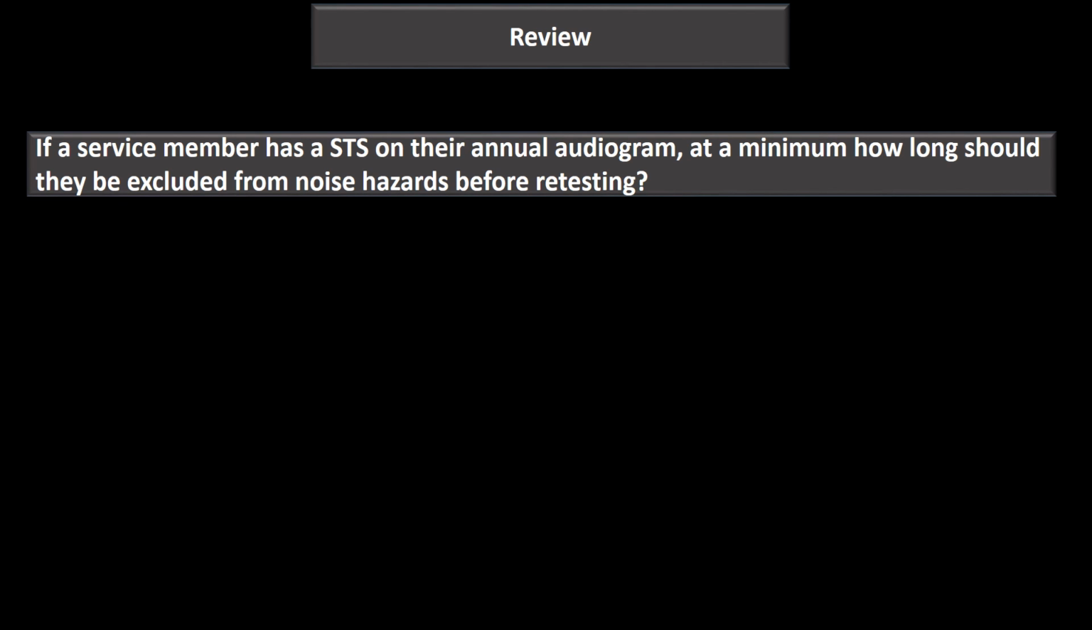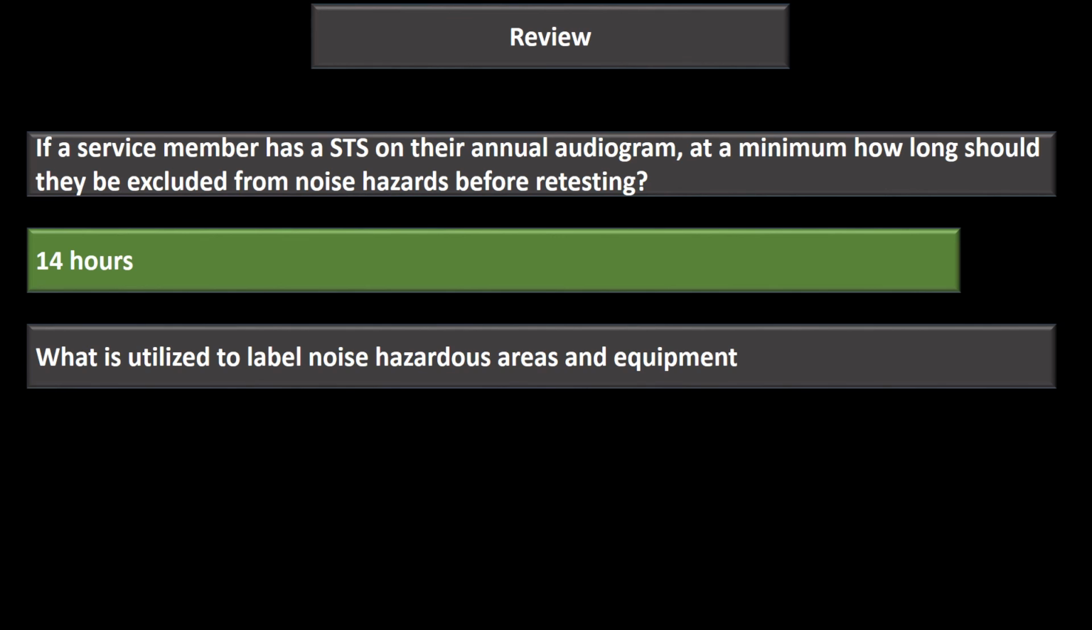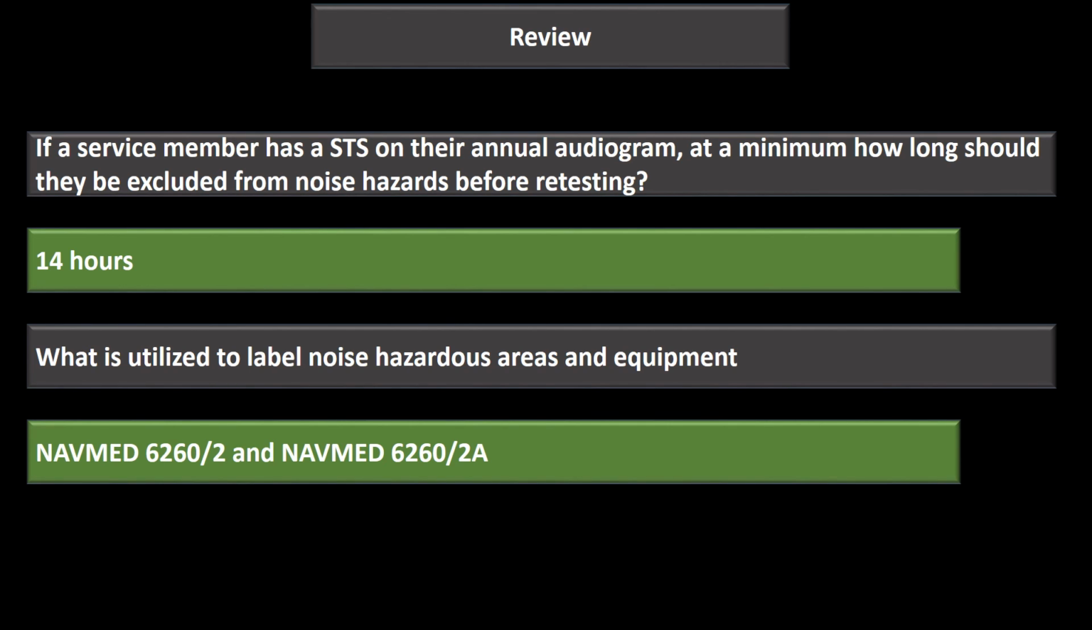All right, final review. If a service member has a significant threshold shift on their annual audiogram, at a minimum, how long should they be excluded from noise hazardous areas before retesting? At least 14 hours. What is utilized to label noise hazardous areas and equipment? That's your NAVMED 6260/2 and your NAVMED 6260/2 alpha: /2 for the spaces, 2 alpha for the equipment.